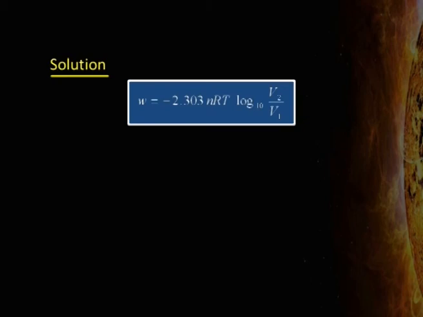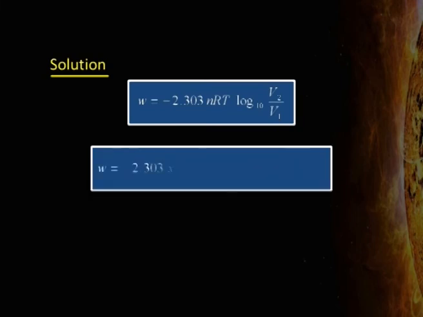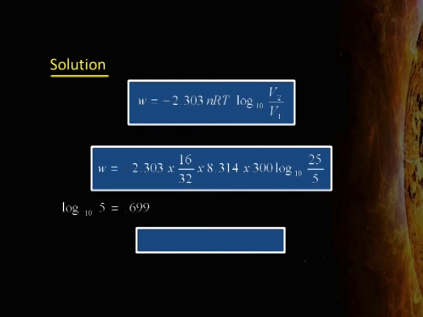Therefore, W is equal to minus 2.303 multiplied by 16 upon 32 multiplied by 8.314 multiplied by 300 multiplied by log of base 10 of 25 upon 5. As you know that log 5 is equal to 0.699, hence putting the value of log 5, we will get W equal to minus 2.01 into 10 to the power 3 joules.